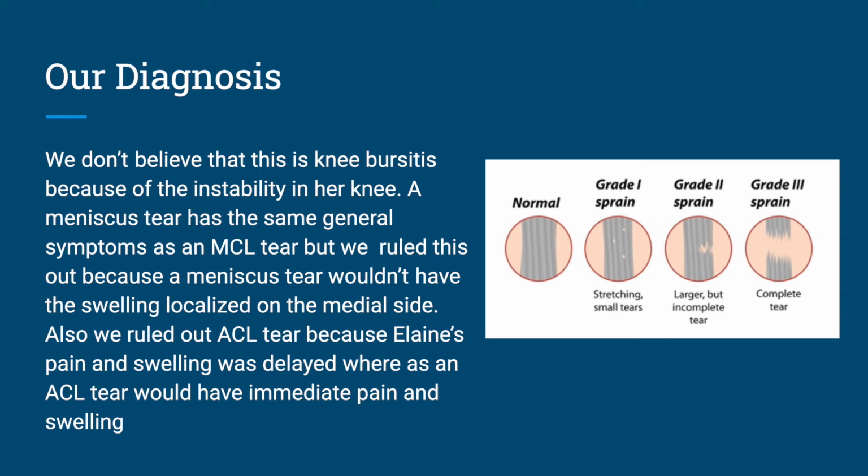Another diagnosis that Elaine could have is knee bursitis. Elaine has pain and swelling in the knee, which are similar symptoms to those of bursitis. We don't believe that this is knee bursitis, though, because of the instability in Elaine's knee. Another diagnosis could be a meniscus tear. A meniscus tear has the same general symptoms as an MCL tear, but we ruled this out because a meniscus tear wouldn't have swelling localized on the medial side. We also had to rule out an ACL tear because Elaine's pain and swelling was delayed, whereas an ACL tear would have immediate pain and swelling.